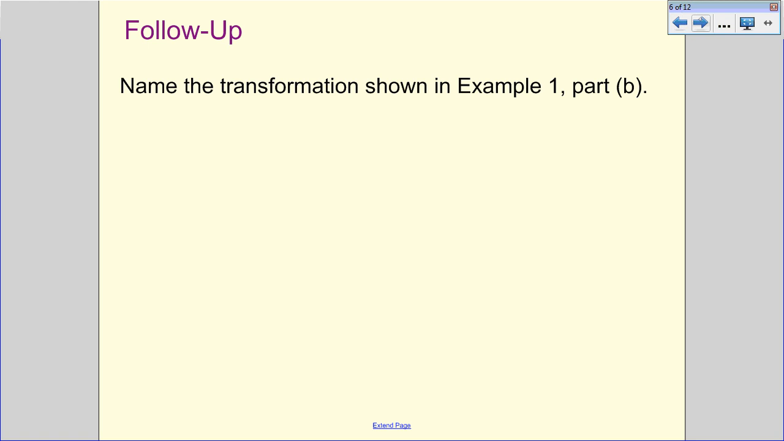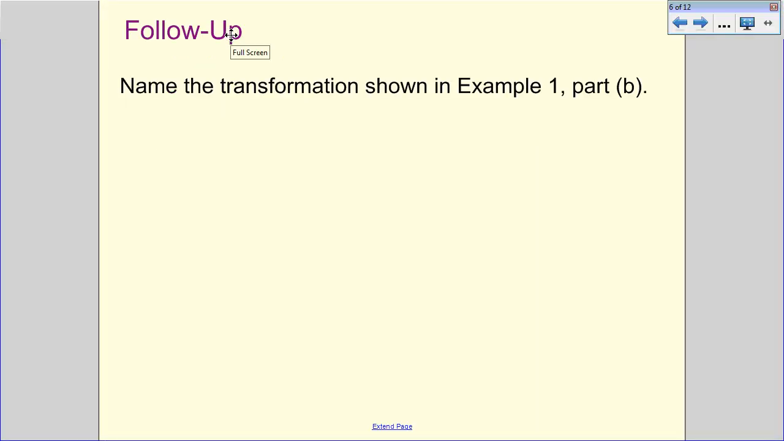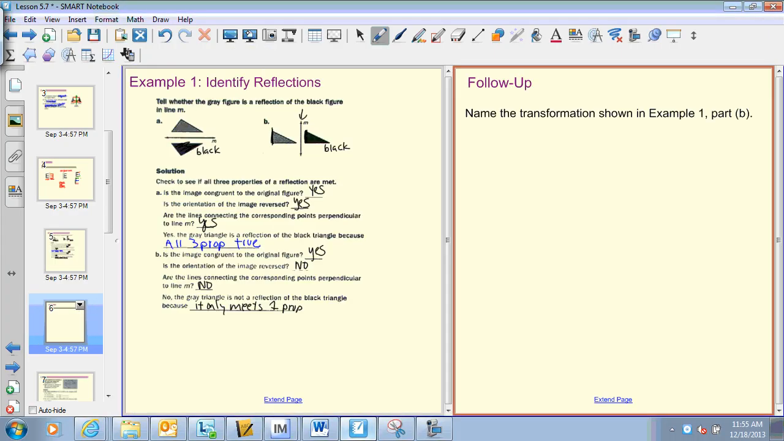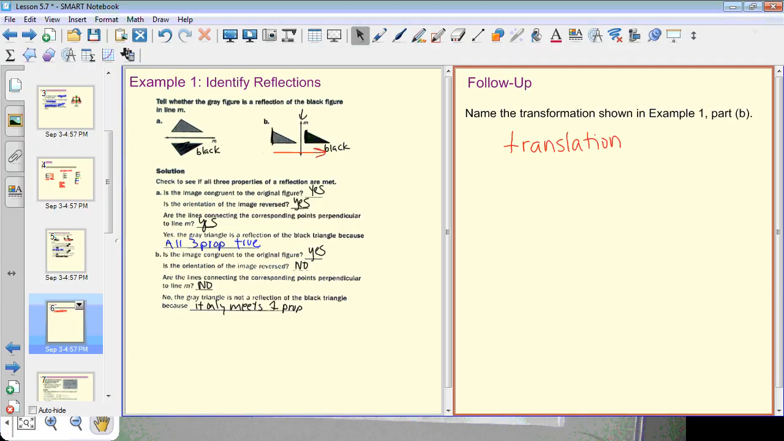So that leaves us with our follow-up. Name the transformation shown. I kind of just did that because if we look at this split screen, all we did in part B was move it over. It slid over. So this is what we call a translation. That was our transformation from yesterday in lesson 3.7.